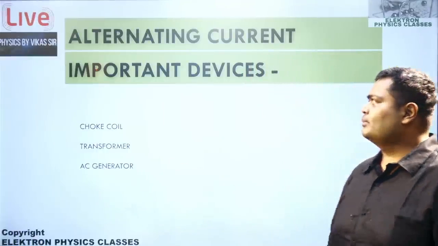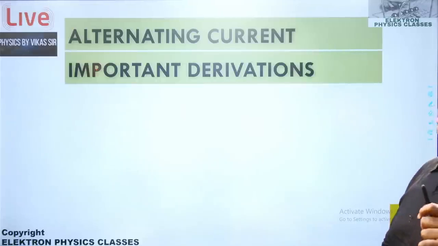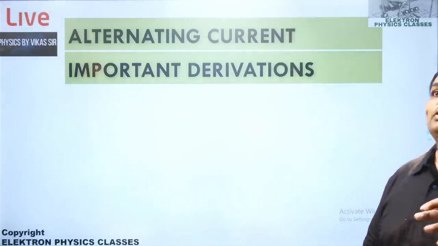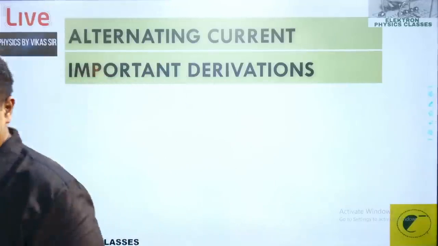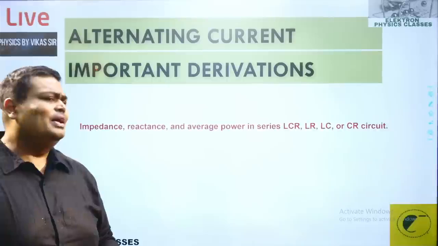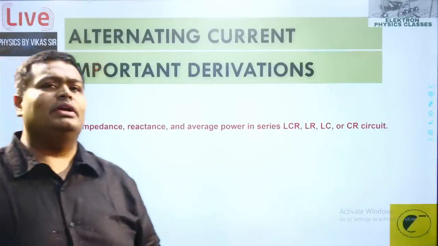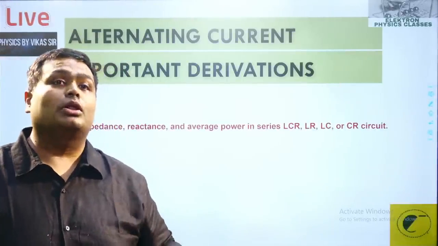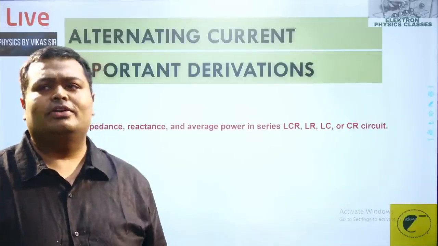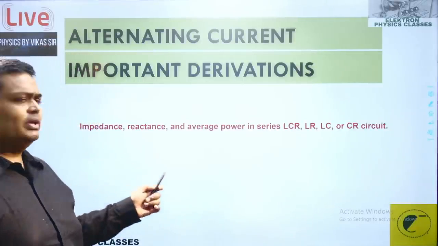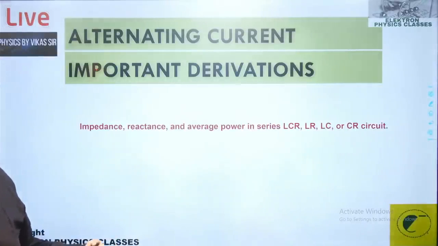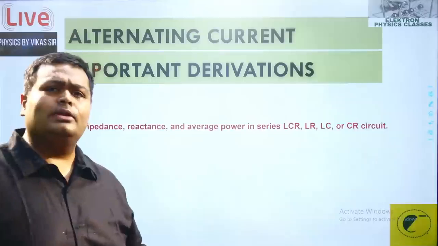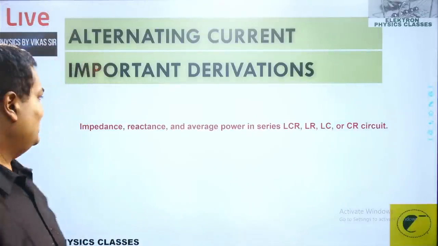And next is supposed to be the most important chunk, which you asked: what are the most important derivations? Ironically, in this chapter there are only supposed to be 3 important derivations, and over the years the CBSE has reduced the weightage of the long derivations. Only the short derivations are surviving. So this is the first one, the impedance, reactance, and average power in the series. And in this particular COVID pandemic, we are less likely to have the average power coming in, right?